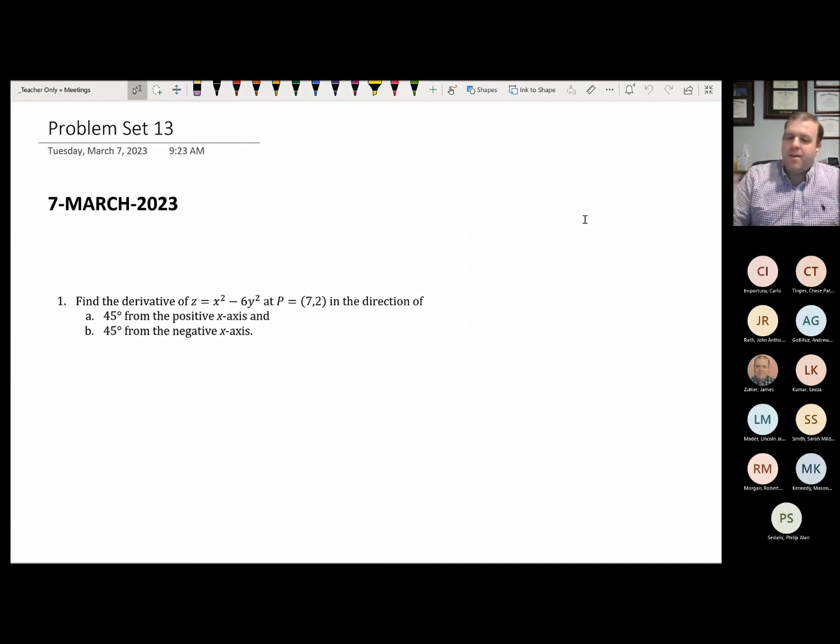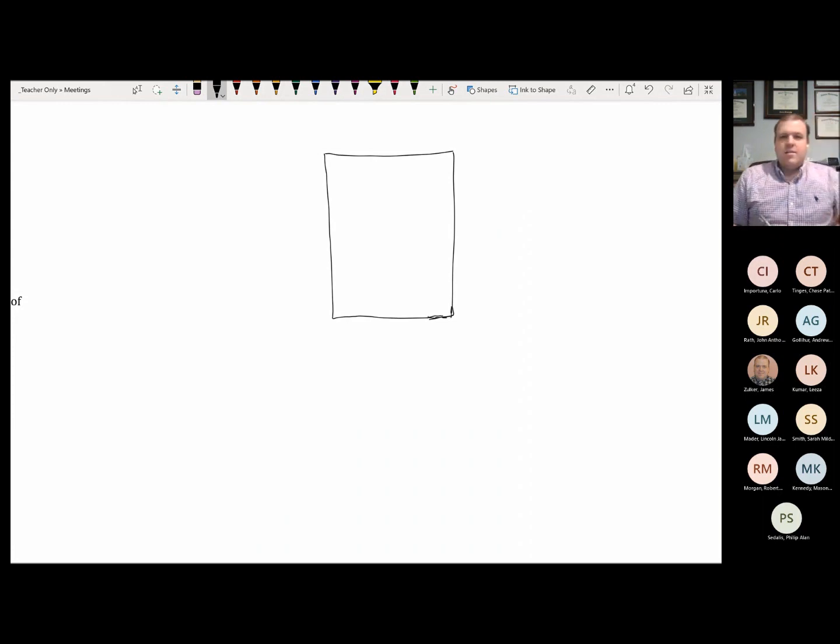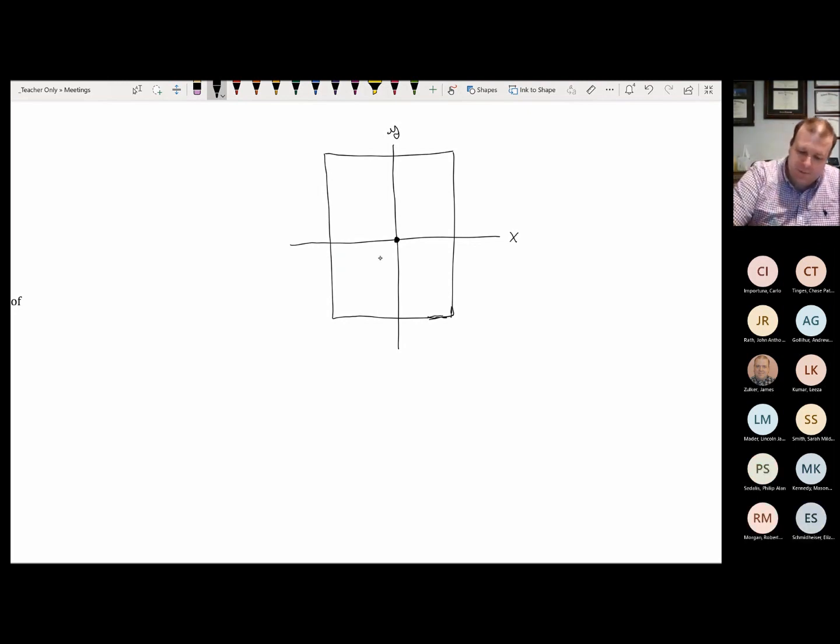So the idea of a directional derivative: let's say we're sitting on some two-dimensional space. Let's just start with that. I'm going to say here's the x-axis, here's the y-axis, and let's say we're starting right in the center. Doesn't have to be. At some point, let's call that point P.